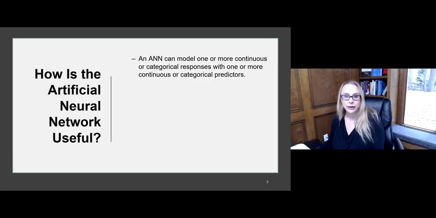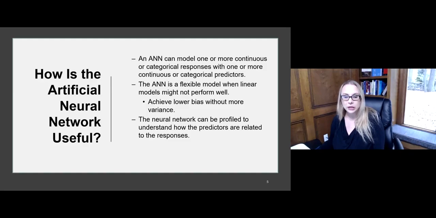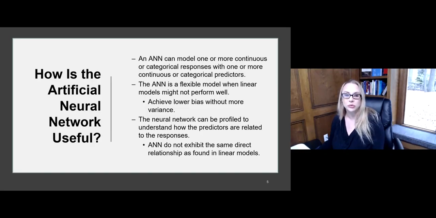An artificial neural network can model one or more continuous or categorical responses with one or more continuous or categorical predictors. An artificial neural network is a flexible model when our linear models might not perform as well. And this allows it to achieve lower bias without more variance. The neural network can be profiled to understand how the predictors are related to the responses, and an artificial neural network does not exhibit the same relationship as you would find with linear models, as we'll see when we go through some more examples.